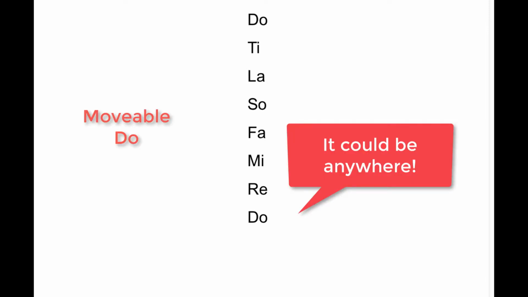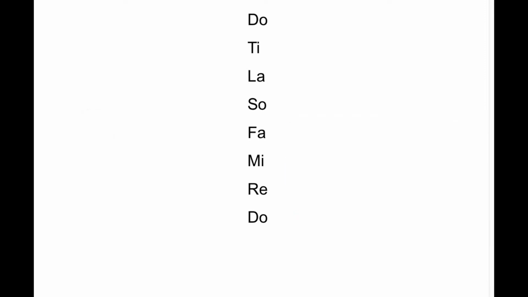The point is that the scale, the solfege, helps us to organize the notes in relation to one another. So no matter what note you start on, the relationship between do and re is always going to be the same. The same for re to mi and mi to fa, all the way up the scale.